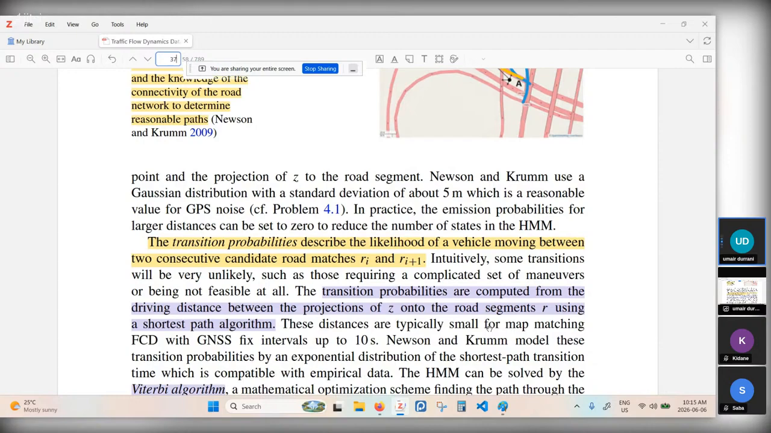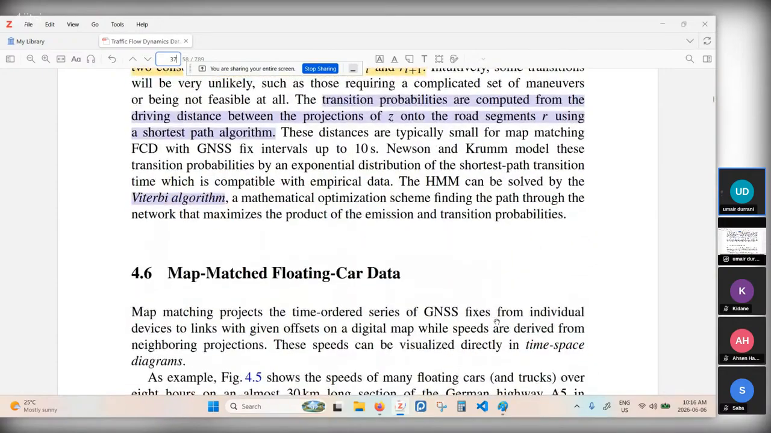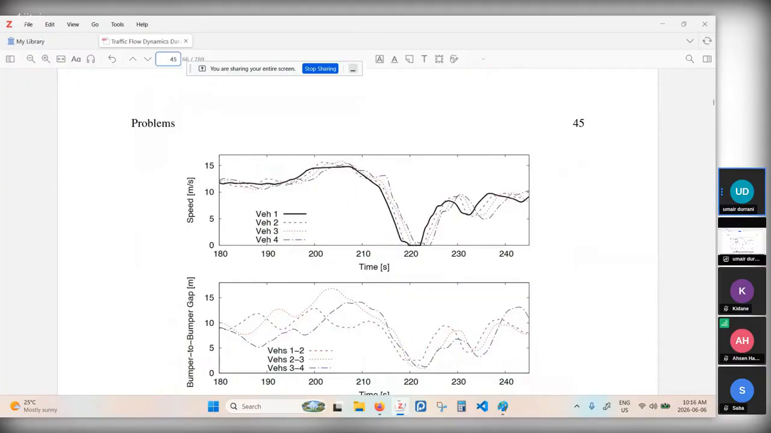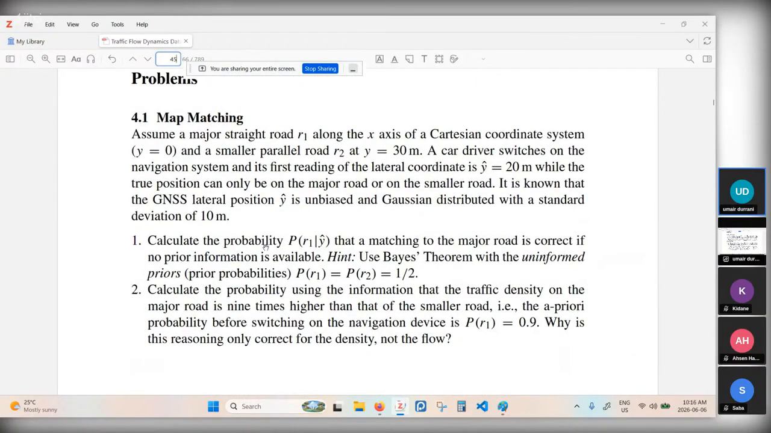Now, Newson and Krumm use a Gaussian distribution, also called a normal distribution, with a standard deviation of about 5 meters, using the assumption that this is the GPS noise. Let's actually look at the first exercise in this chapter to make this more concrete, to try to understand how these probabilities are estimated. That is on page number 45. And here is our very first problem.